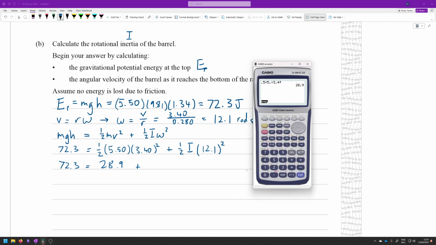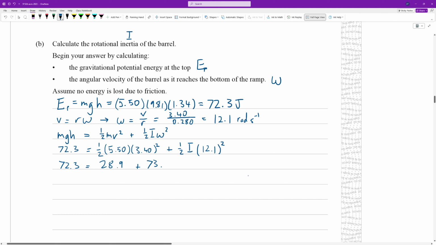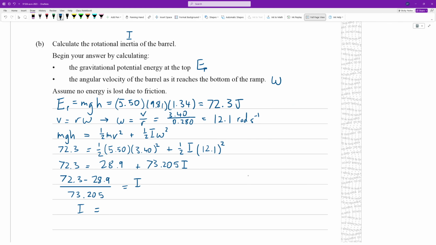Plus half times 12.1 squared, 73.205 times I. Yep. And then we can subtract 28.9 and divide by 73.205, which would give us, let me just look at the mark scheme, 0.553.